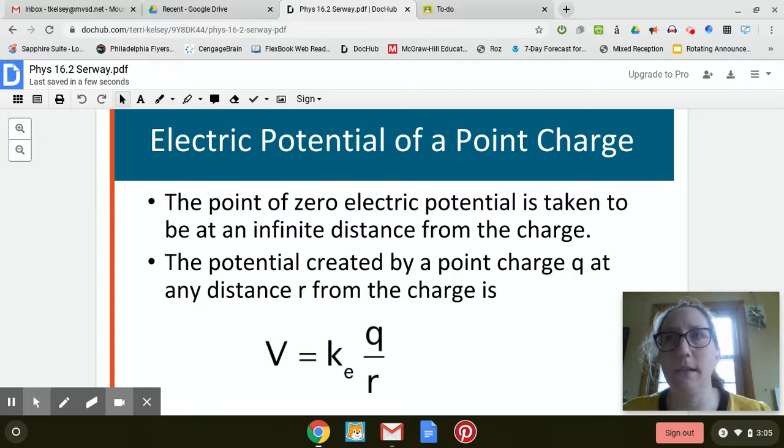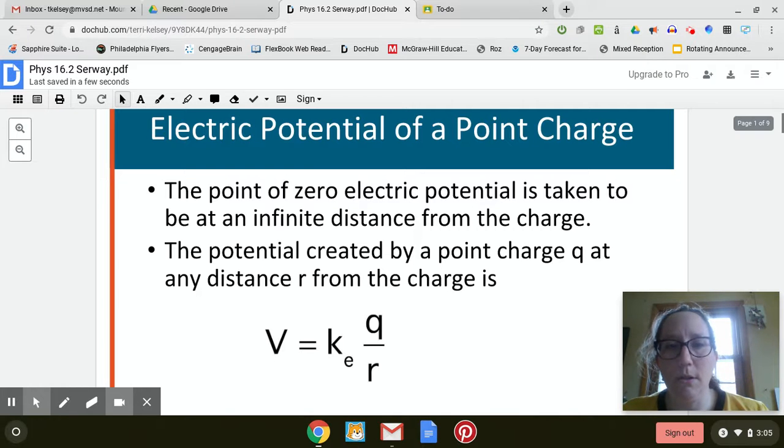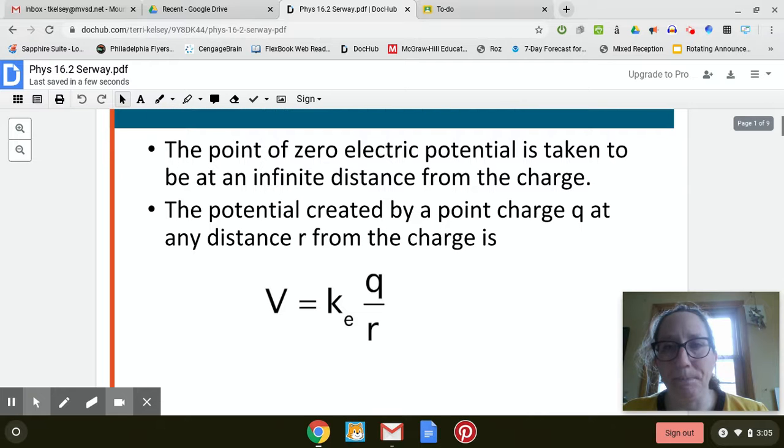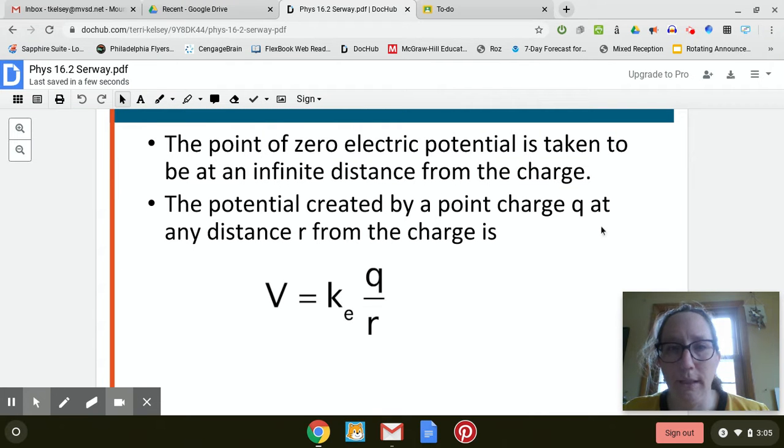So again, this is an action at a distance situation where the field will go on for infinity, just get very, very small. The potential that is created by a point charge called Q at any distance r from the charge is this. So this is the electric potential generated by a charge. And if you notice, this is Coulomb's constant.